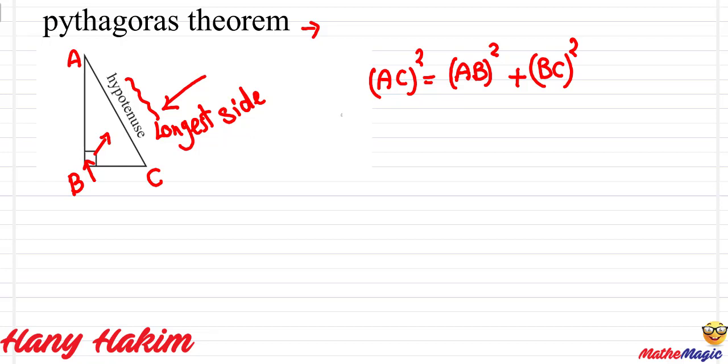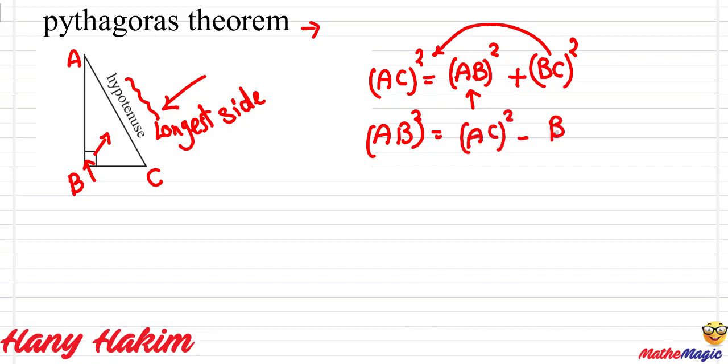After that, if you want one of these two sides, like AB to the power 2, that means you are going to move BC to the other side to make it AC power 2 minus BC power 2. And if you need BC to the power 2, you will do the same, AC to the power 2 minus AB power 2.